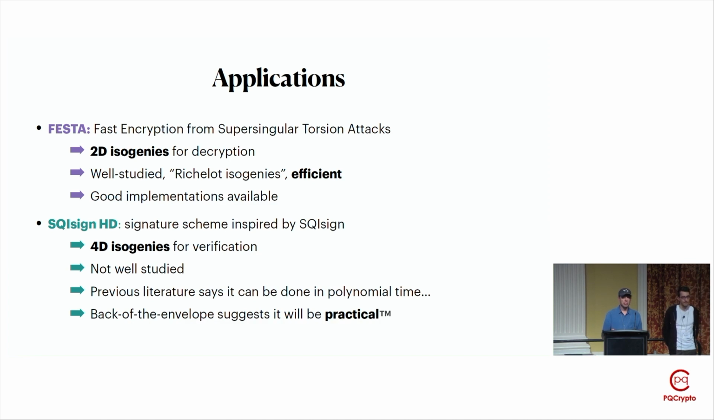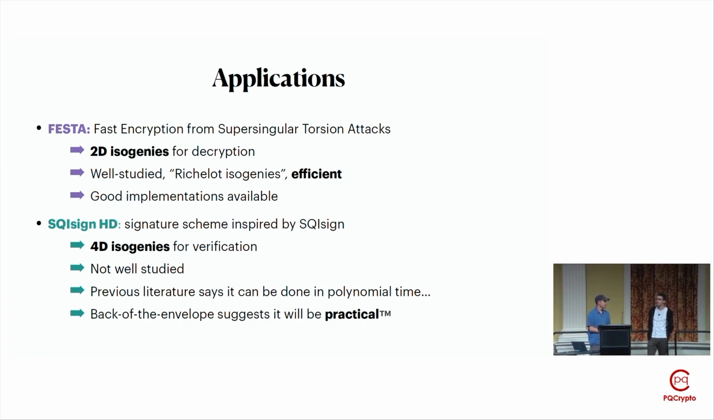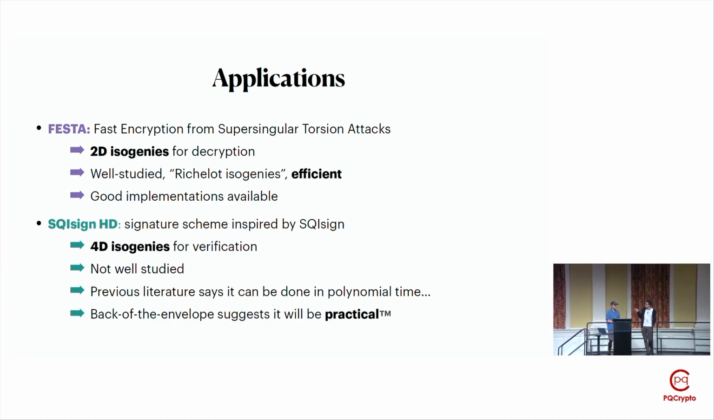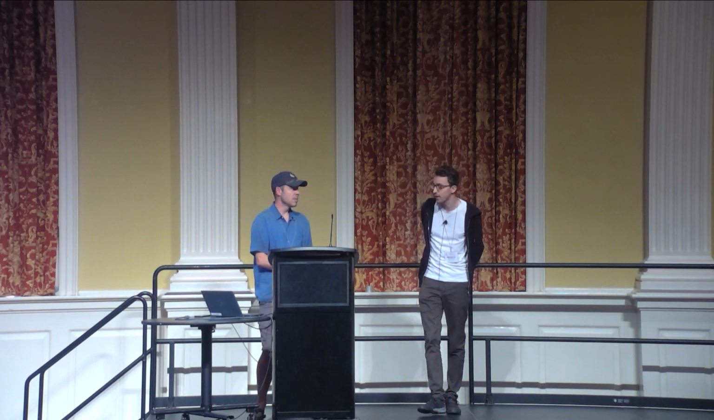Maybe while we're waiting, I'll just ask, SkiSign was submitted to the on-ramp. Was SkiSign HD not submitted because it's too new, still ongoing research? Oh yeah, SkiSign HD was not ready by the deadline. I think we made the result public in February or something like this. We still don't have an implementation for the verification, precisely because the verification needs four-dimensional isogenies, and the literature is just not there yet.